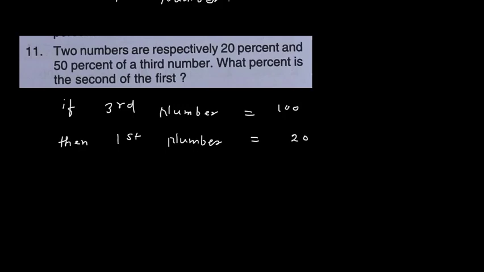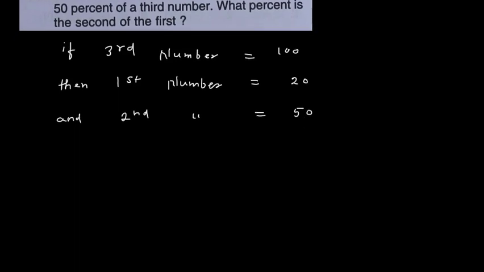So if I consider the third number as 100, then your first number is 20 because it is only 20%, and your second number will be 50. That's it. What percent is the second of the first?